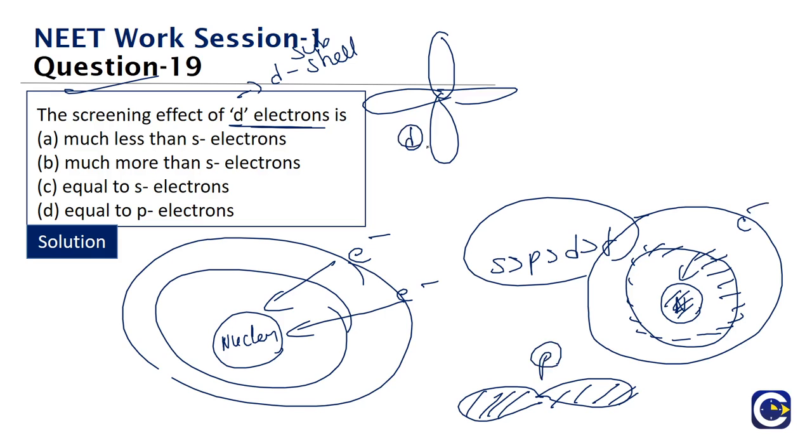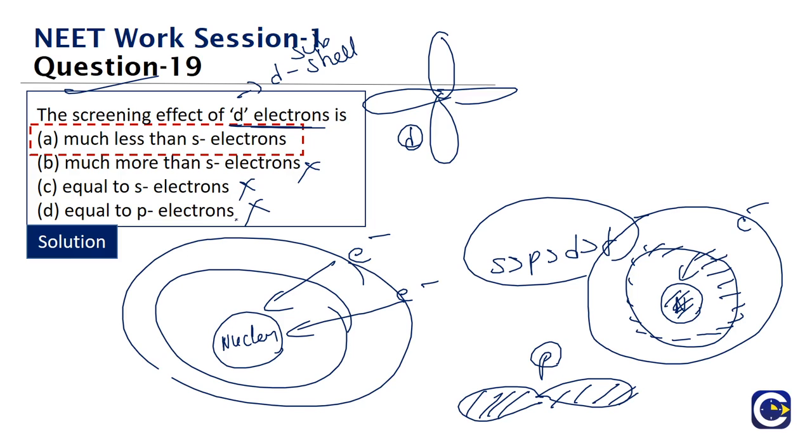So the screening effect of D electrons will be much less than the S electrons. It will not be more than S electrons, it will not be equal to S electrons, and it will not be equal to P electrons. It will be much lesser than the S electrons. In fact, in case of F, it will be even more lesser.